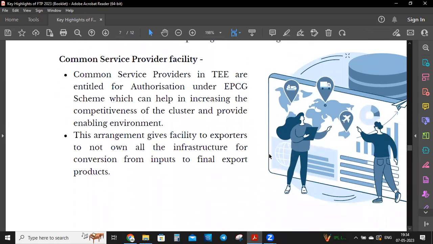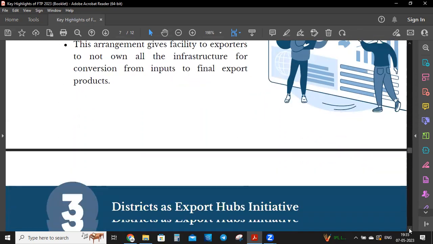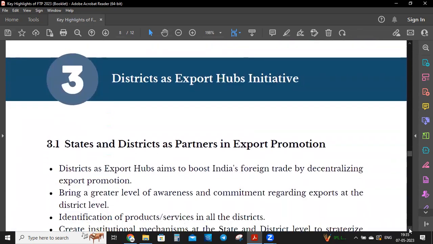Next is Common Service Provider facility. Common Service Providers in TEE are entitled for authorization under EPCG scheme, which can help in increasing the competitiveness of the cluster and provide an enabling environment. This arrangement gives facility to exporters to not own all the infrastructure for conversion from input to final export. So friends, the common service providers will do special setup in these areas so that they can have early disposal of all the applications.